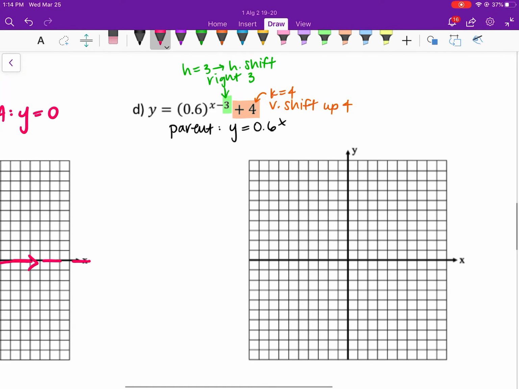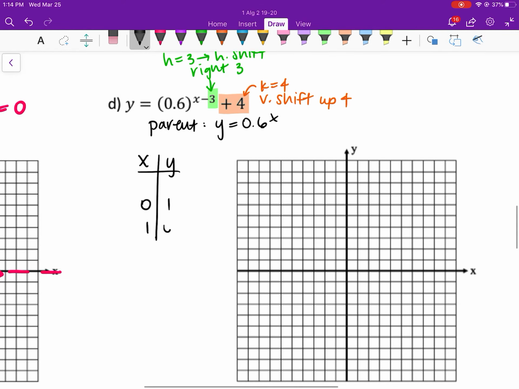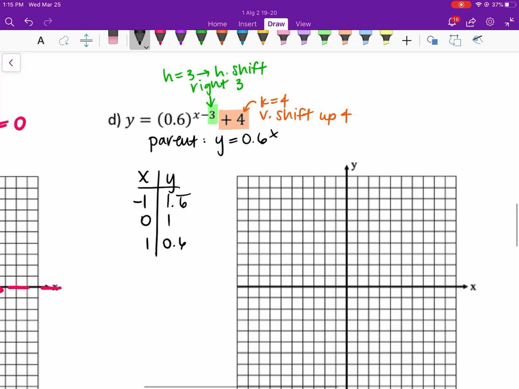And our last graph, we have example D. We have a parent graph of y equals 0.6 to the x. So our 3 parent points consist of (0, 1), (1, b), which is 0.6, and then (-1, 1/b). Well, if you type in 1 divided by 0.6 into your calculator, it gives you 1.6 repeating. Then this one has 2 transformations. Our h causes our graph to shift to the right 3. So then we have positive 2, 3, and 4 for our new x coordinates.